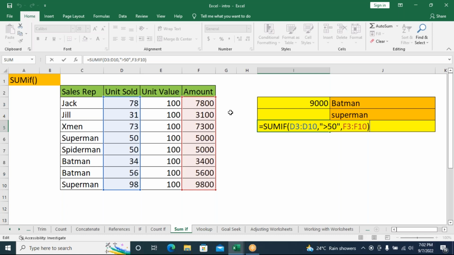Ma'am, my sum is coming 0. How come it will come 0? You have put the same thing, SUMIF. You have selected the range from units sold, yes, ma'am, and here you are mentioning the criteria in double inverted commas, greater than 50. Let me try it again. You selected, yeah, just see and try.